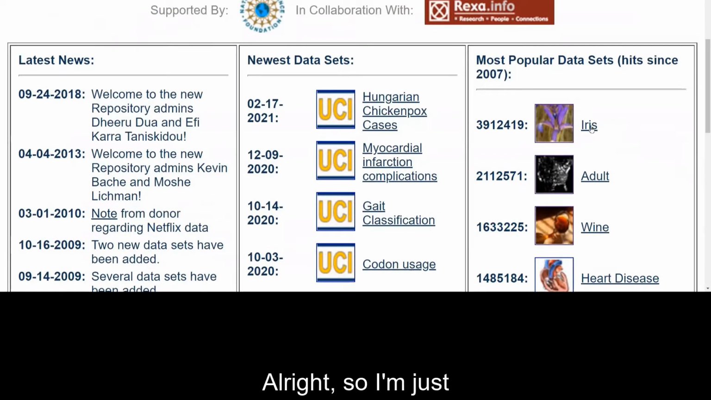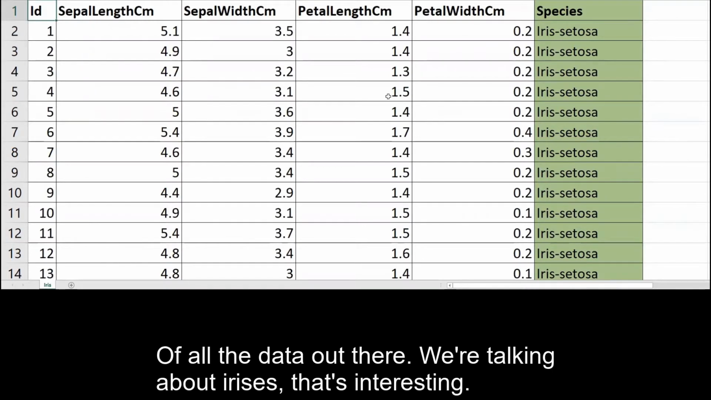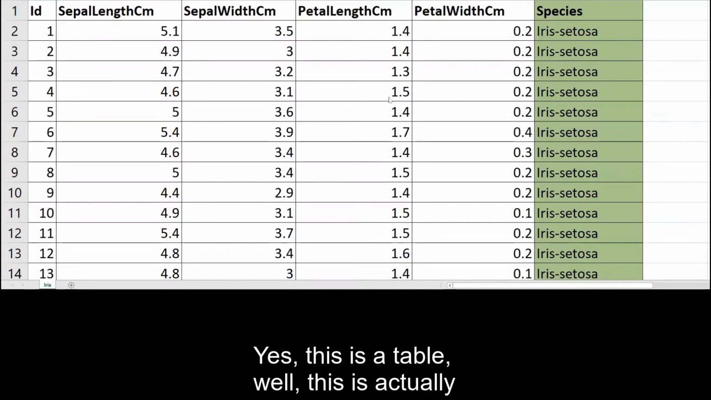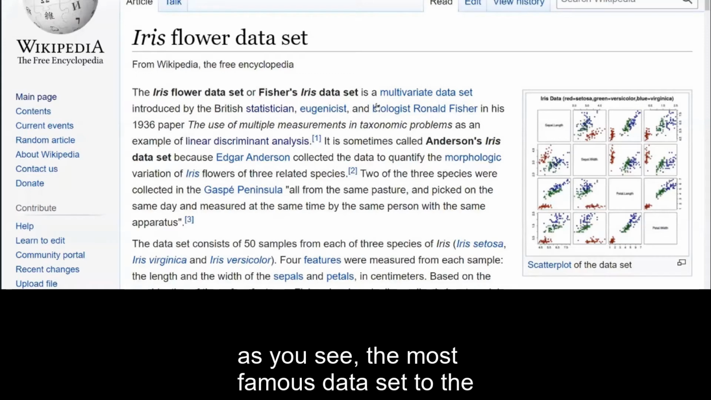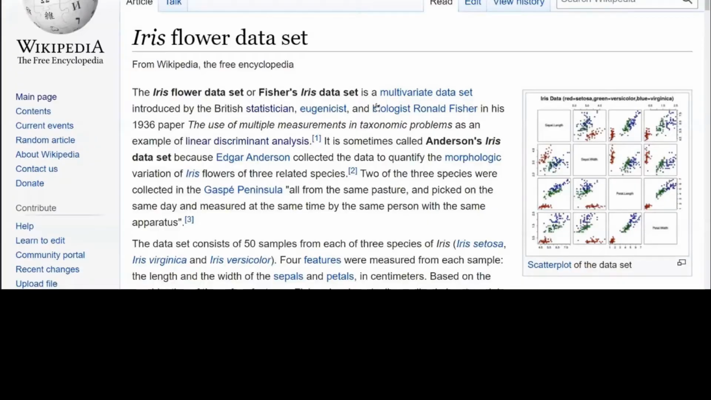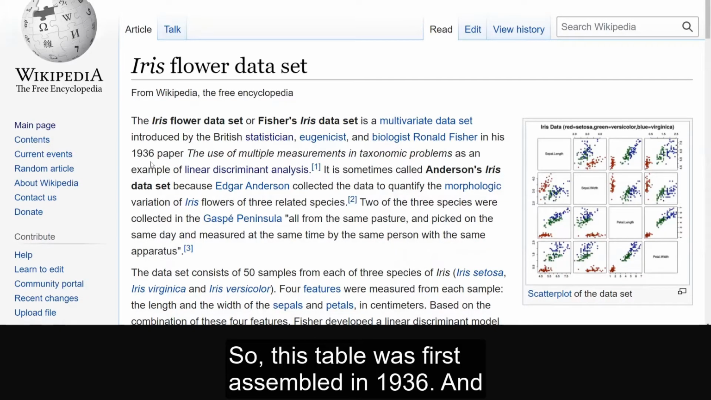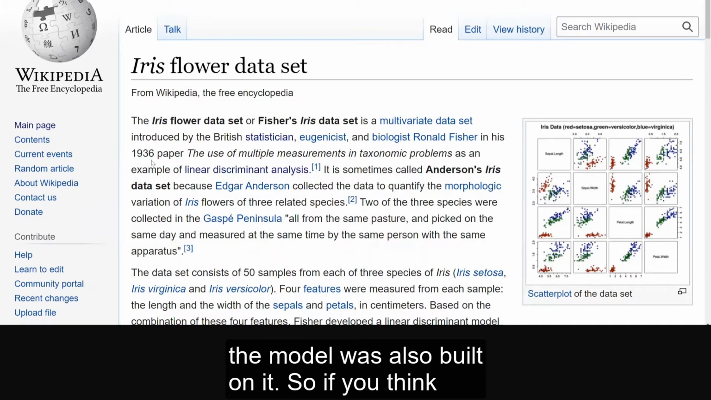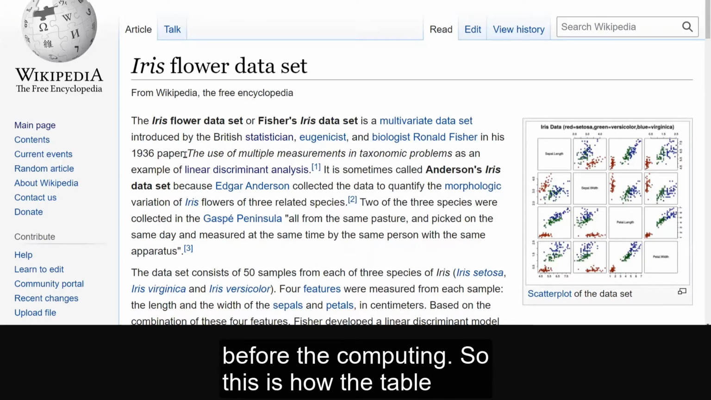Sounds good. All right, so I'm just going to flick to the table itself. Of all the data out there, we're talking about irises. That's interesting. Yes. This is actually the most famous data set, to the point that it has its own wiki page. Oh, would you look at that? This table was first assembled in 1936, and the model was also built on it. If you think about it, that's well before databases and well before computing.